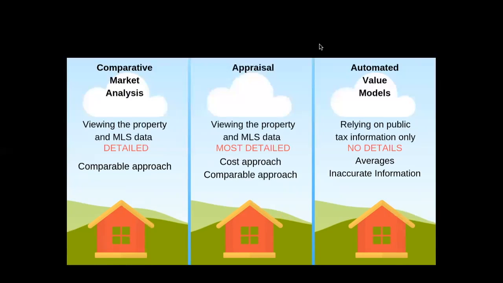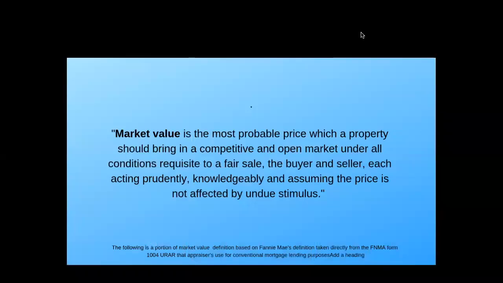An automated value model, all they do is rely on public tax information. There's no details, and it's all averages, and most of the time the information is inaccurate. Now, since you have an idea of the three modes of evaluating a property, let's read what Fannie Mae says market value actually is.